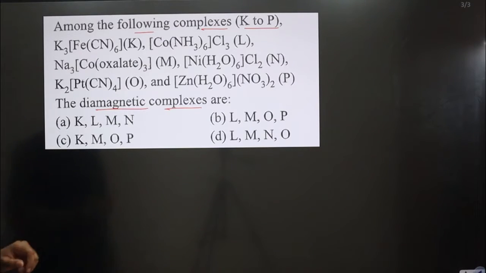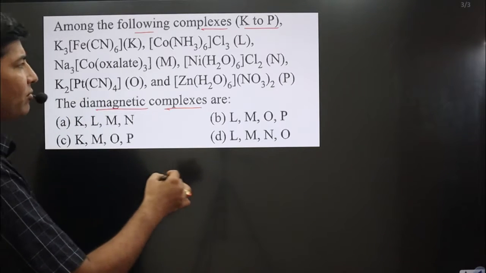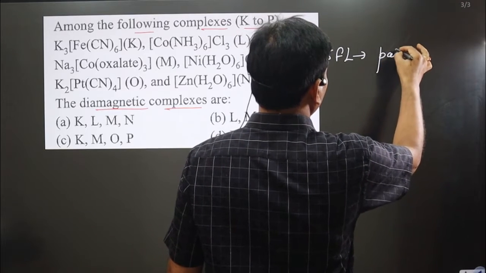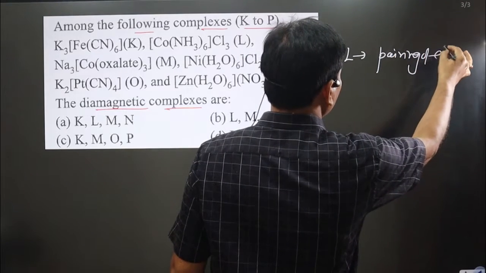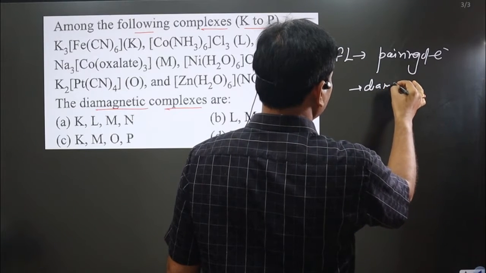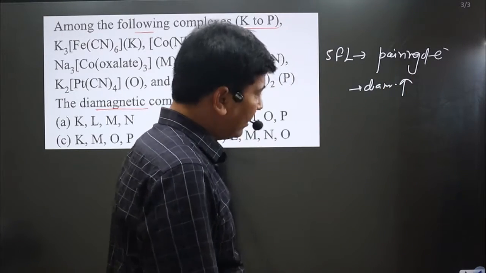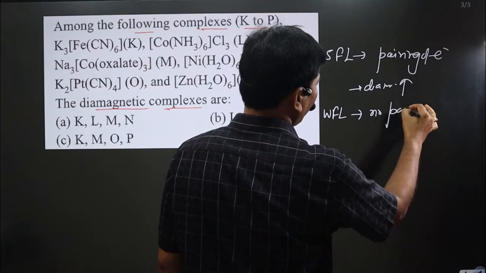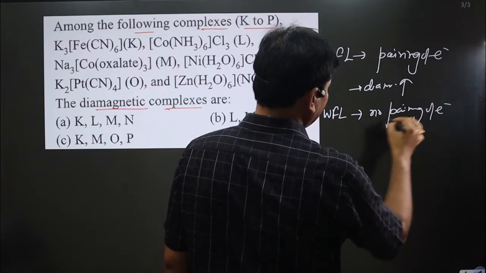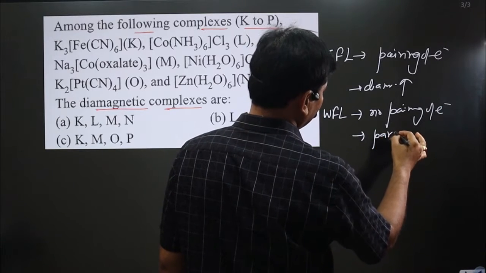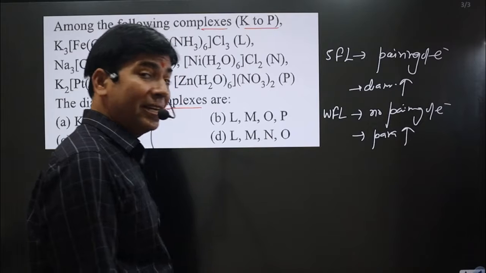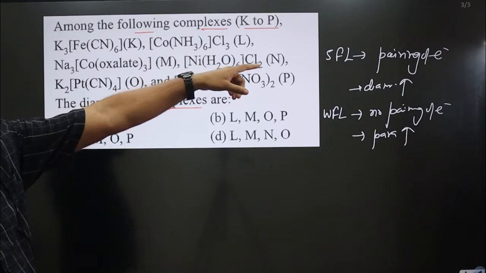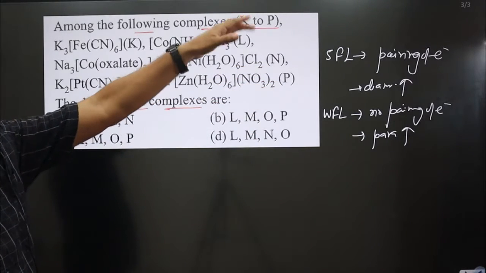Always keep in mind, in general, a complex which has a strong field ligand, and we have learned that a strong field ligand causes pairing of electrons, so the diamagnetic character increases. And in case we have a weak field ligand, there is no pairing of electrons, and the paramagnetic character increases. So now we have to identify in which complex a strong field ligand is present, because a strong field ligand will cause pairing of electrons and lead to higher diamagnetic character.